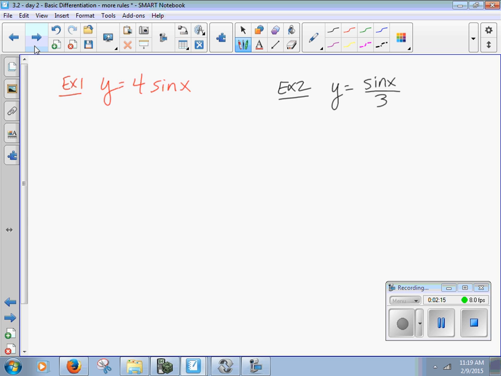4 sine x. We've got to find the derivative. Don't say anything out loud. You can do this. Put something on paper. Even if it's wrong, put something on paper.